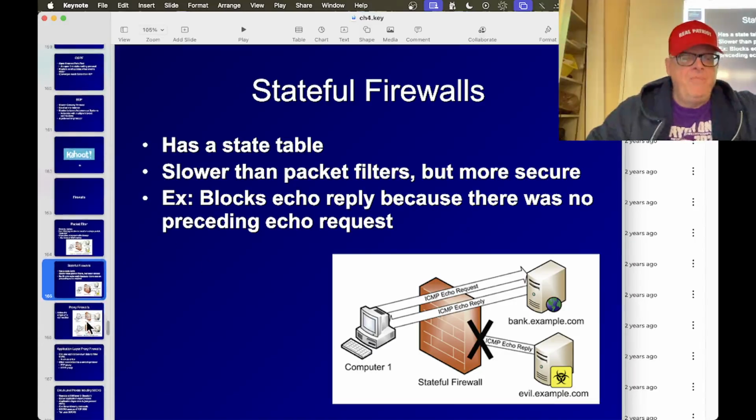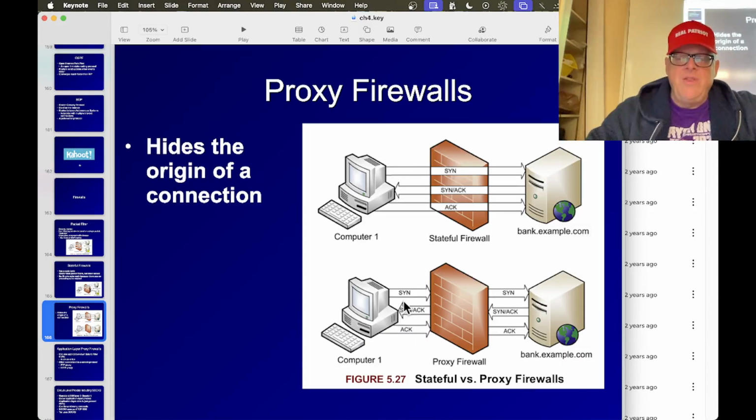All right. So proxy firewalls have been around for a while. These break the connection.